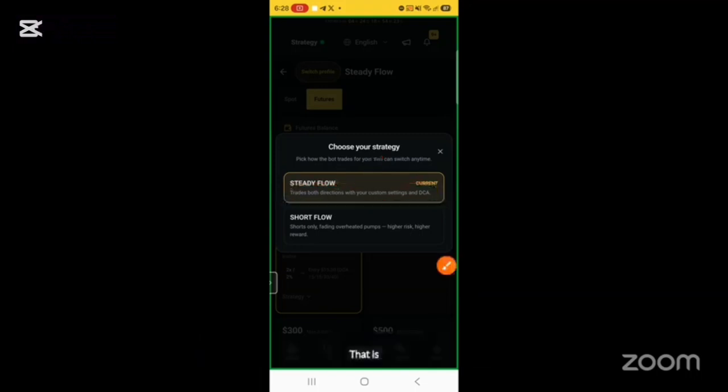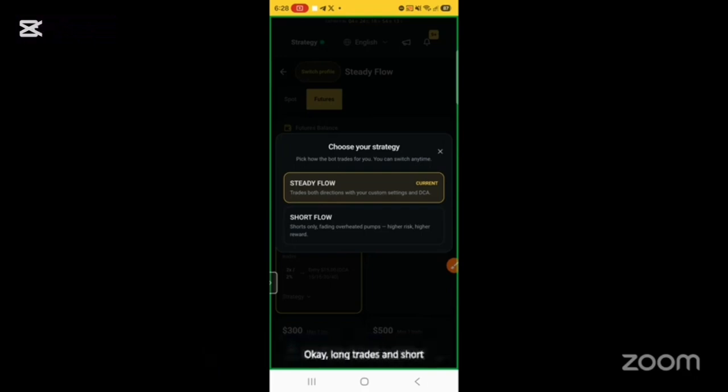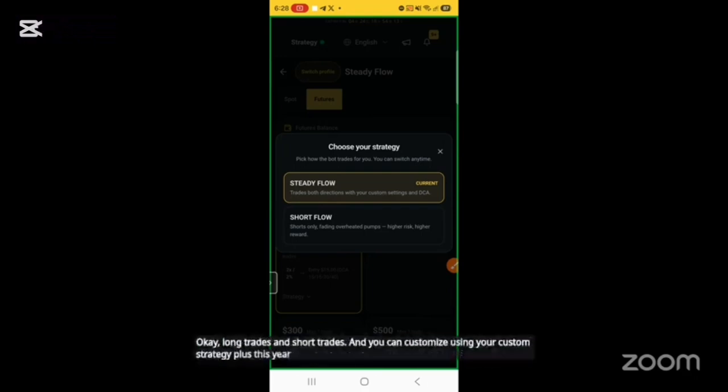That is very important. If you choose Steady Flow, the bot will be able to pick longs and shorts for you. Long trades and short trades. And you can customize using your custom strategy plus DCA. You can turn it on or off.